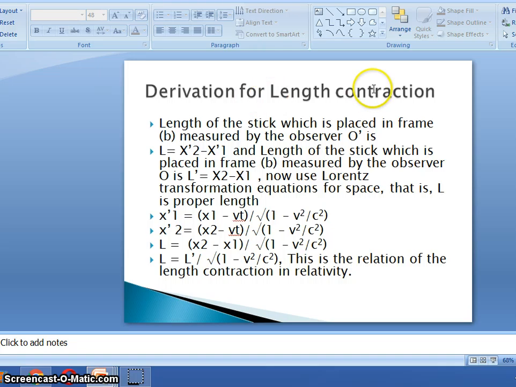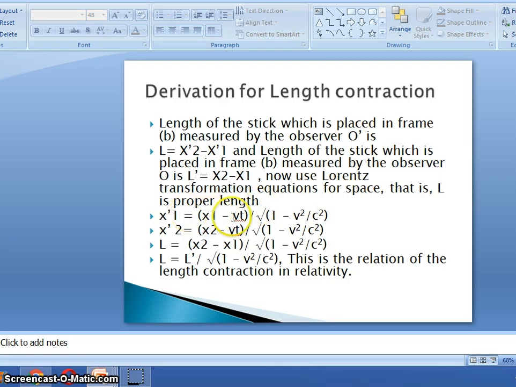Derivation for length contraction: the length of the stick placed in frame B, measured by the observer O dash, is L equal to x2 dash minus x1 dash, and the length of the stick placed in frame B, measured by the observer O, is L dash equal to x2 minus x1. Now use the Lorentz transformation equation for space, where L is the proper length.